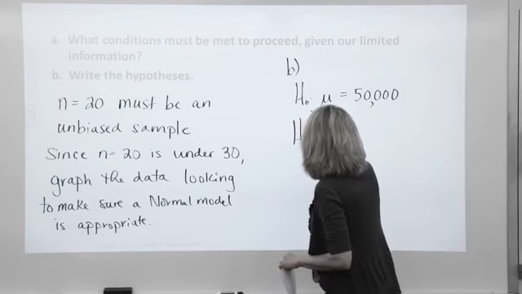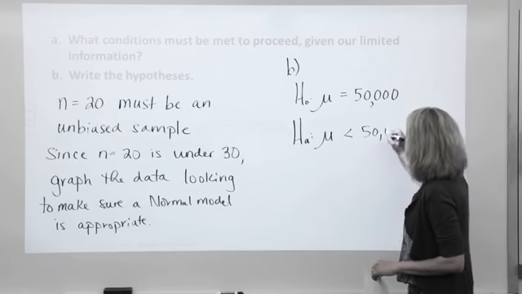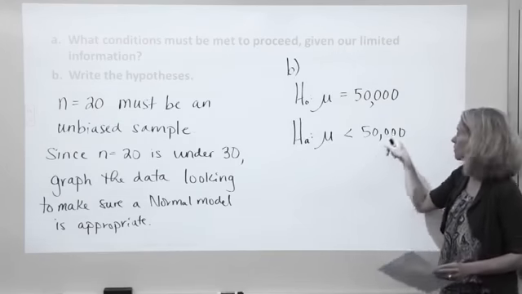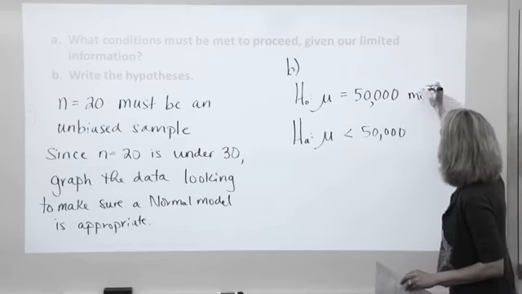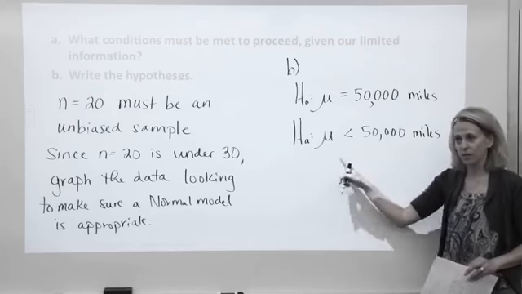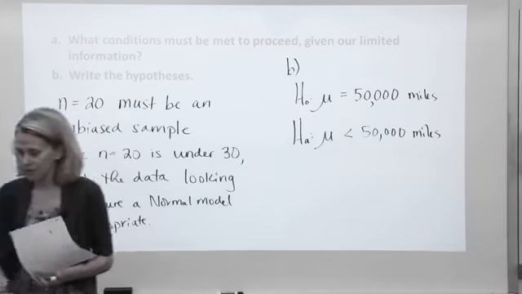So we're looking to see, can we find evidence that the average number of miles that these tires last is less than 50,000? So we'll assume it's 50,000 miles, and we're going to be looking to see, can we find evidence that it's actually less? If it's less, we won't recommend the tires. Okay, let's go to part C.